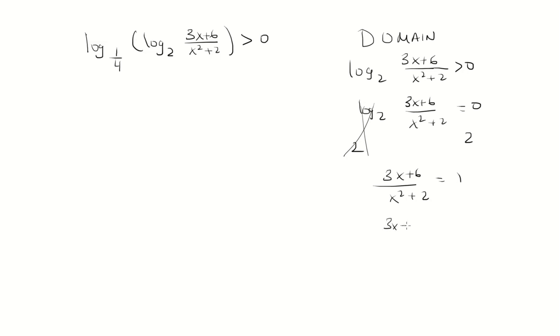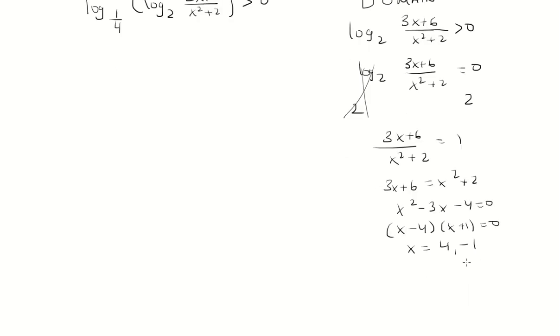Multiply both sides by x squared plus 2. Subtract by 3x and 6. And then solve here. So you get x minus 4, x plus 1. So we get x is 4 and negative 1. Now, we can figure out the domain by just plugging values.